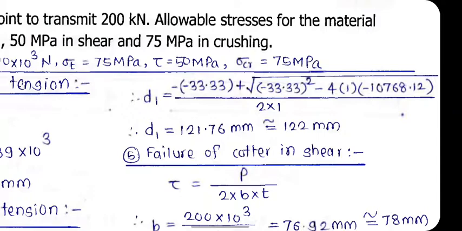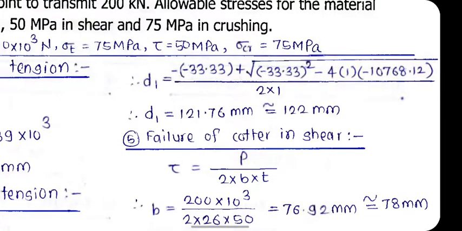So what is the value of b square? Minus 33.33 bracket square minus 4ac, divided by 2a. So 2 multiplied by 1. So when you solve this equation, you will get diameter as 121.76 mm, that is approximately equal to 122 mm.